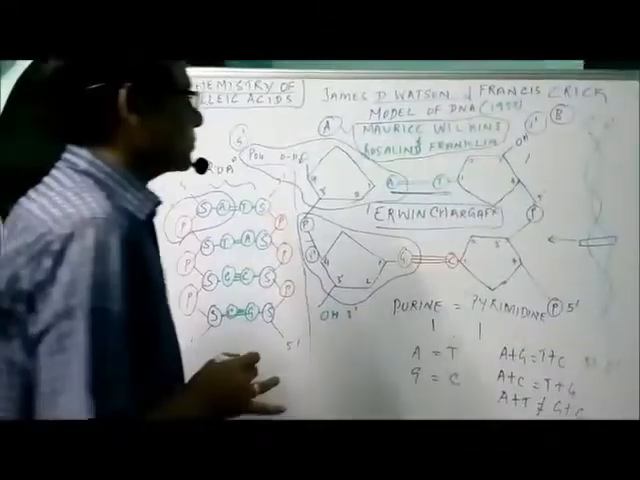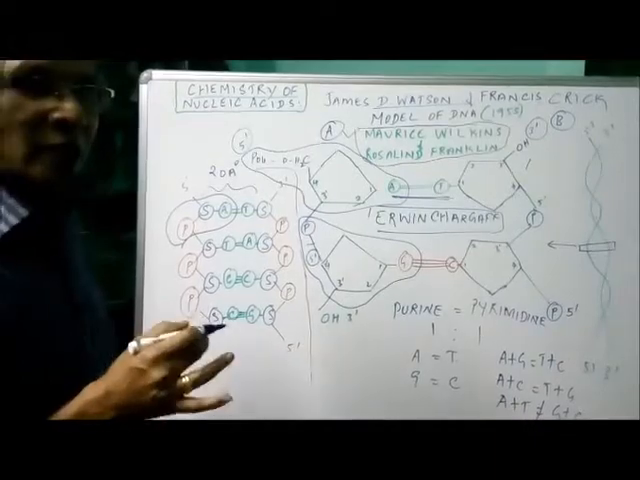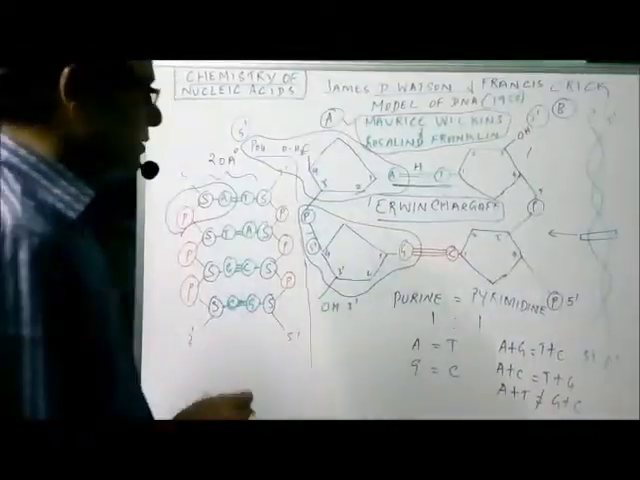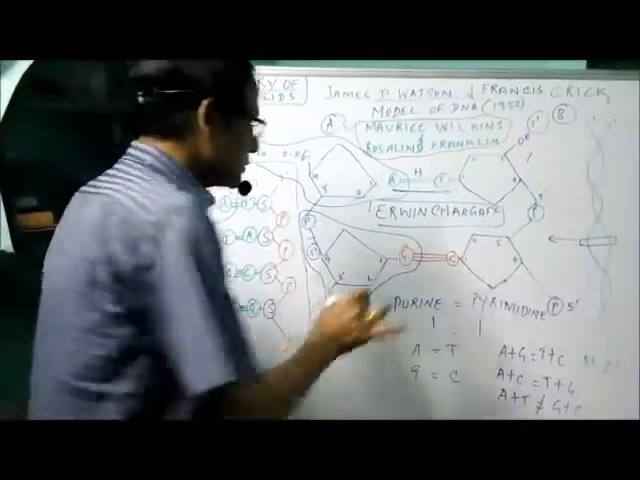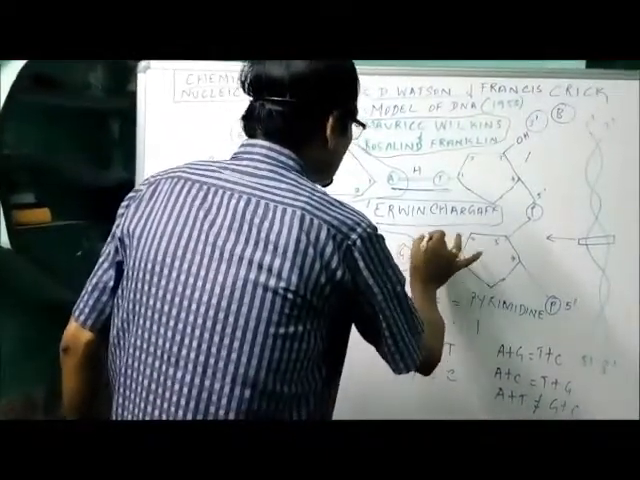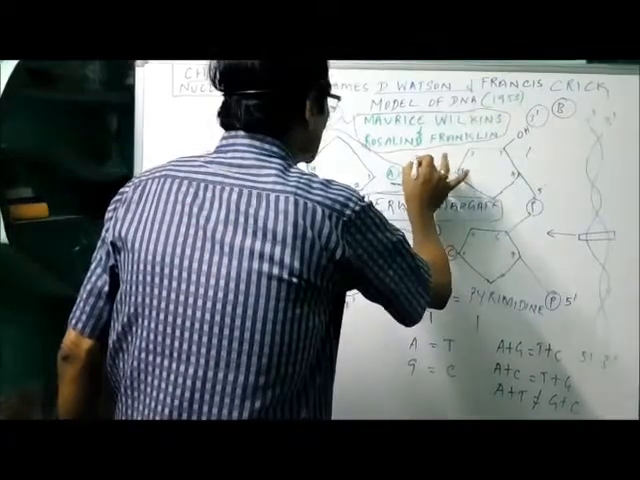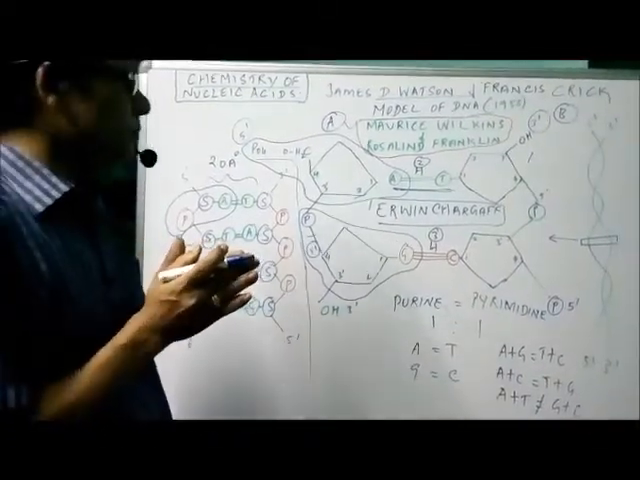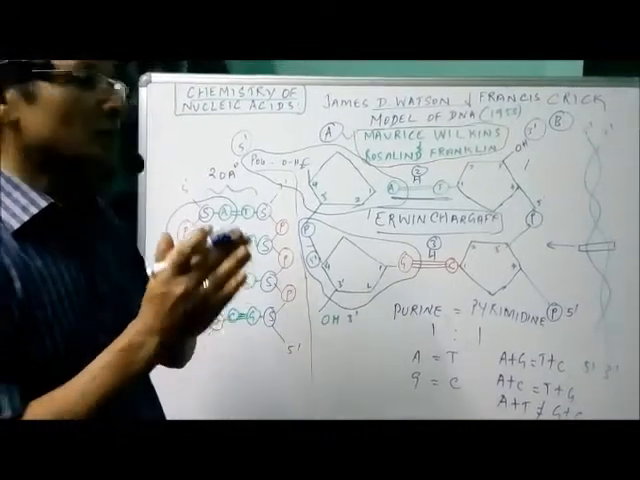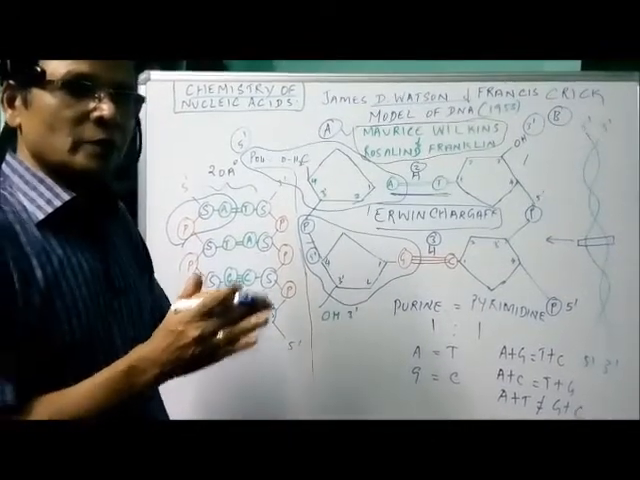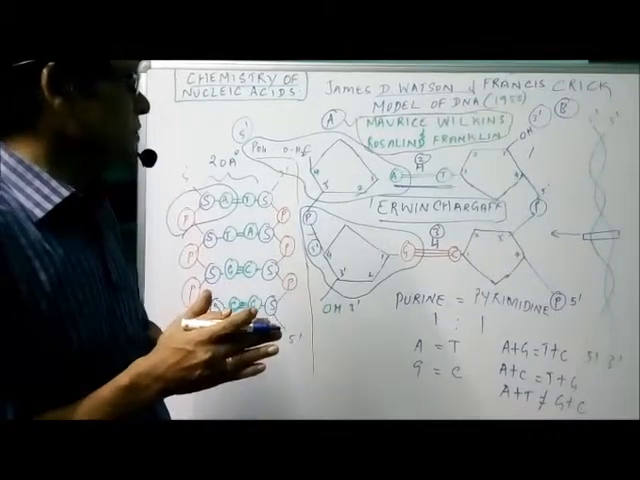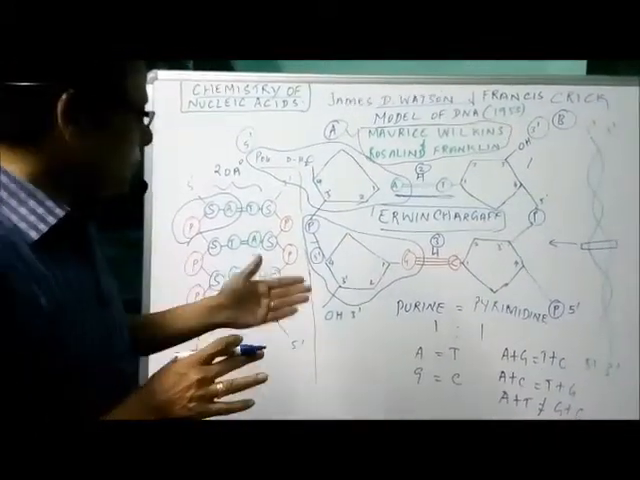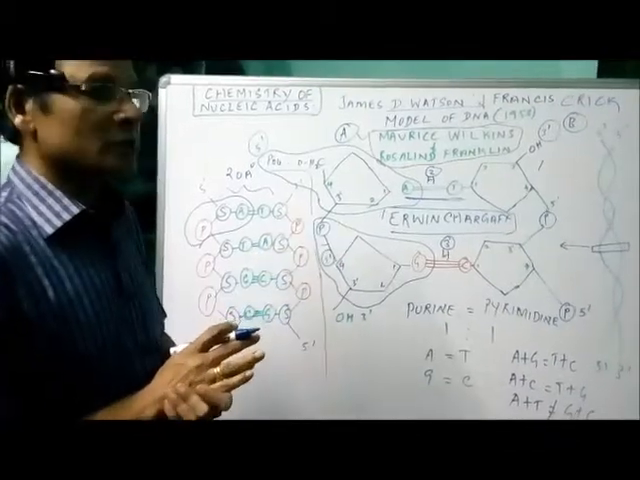A is always forming a pair with T, sharing 2 hydrogen bonds. These are the hydrogen bonds. And G is pairing with C with 3 hydrogen bonds. So the hydrogen bonds are 3 here, 2 there. The two strands are being held together by means of hydrogen bonds. The number of hydrogen bonds varies between A and T, and G and C: between A and T, 2 hydrogen bonds, and between G and C, 3 hydrogen bonds.